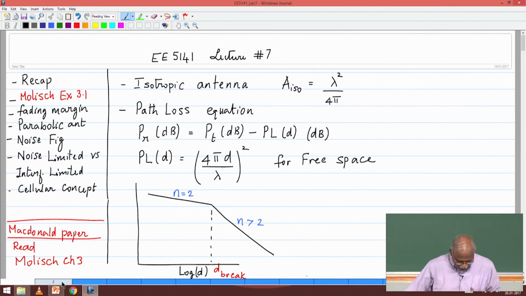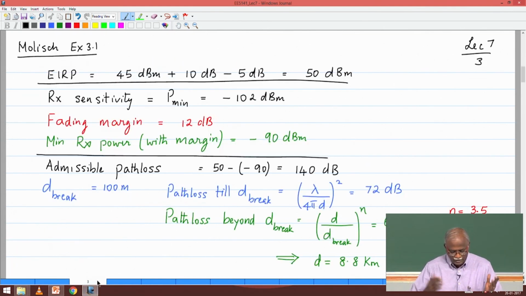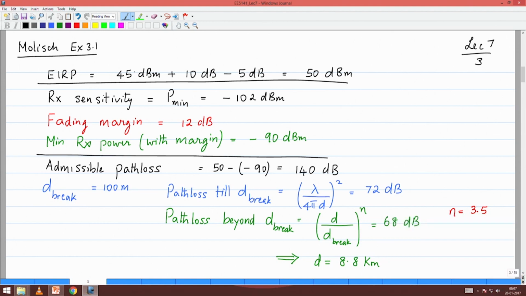So let's begin with the discussion for today. And we will again answer any questions that come about. Okay, Molisch chapter 3.1, example 3.1. I'm assuming that you had a chance to look at it, but let's take a quick look. The effective isotropic radiated power would be the power output from the transmitter. I think that was given to us as 45 dBm. There is a 10 dB antenna gain and a 5 dB feeder loss. So if you take all of that into account, the total EIRP is 50 dBm.